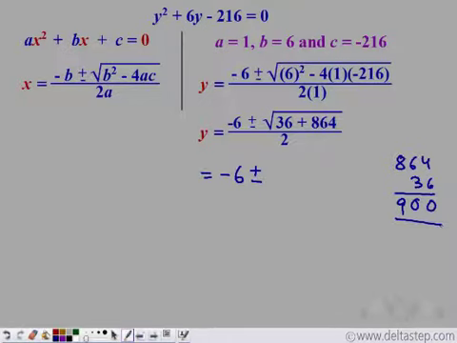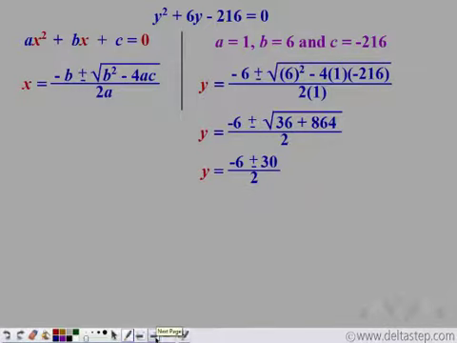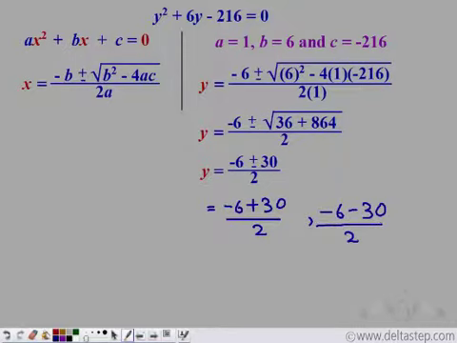Now 900 is 30 into 30. So root over 900 will be equal to 30. So this is negative 6 plus minus 30 by 2. Now we consider the plus as well as the negative sign. So one solution is negative 6 plus 30 by 2. The other solution is negative 6 minus 30 by 2. Negative 6 plus 30 is 24. 24 by 2 is 12. So one solution is 12. Negative 6 minus 30 is negative 36. Negative 36 by 2 is negative 18. So this is the other solution.